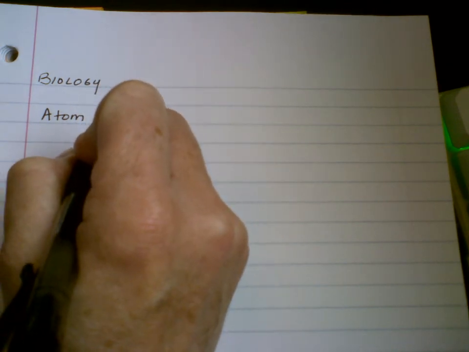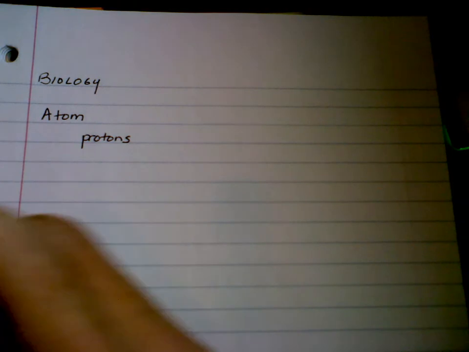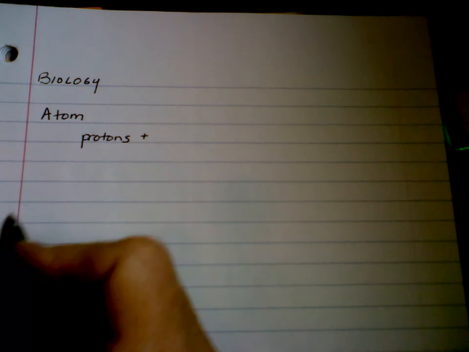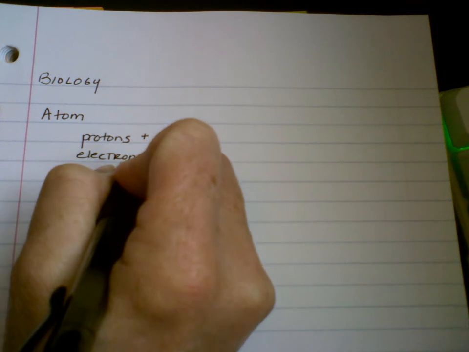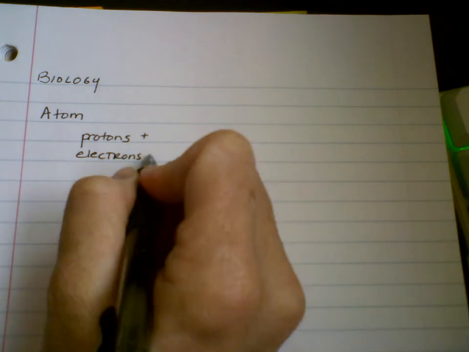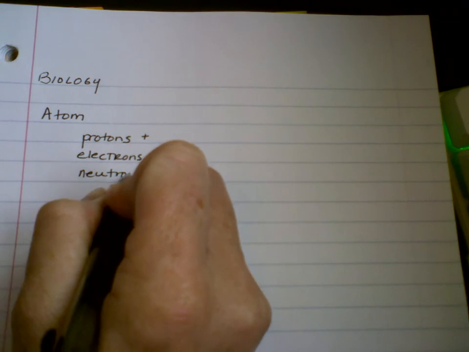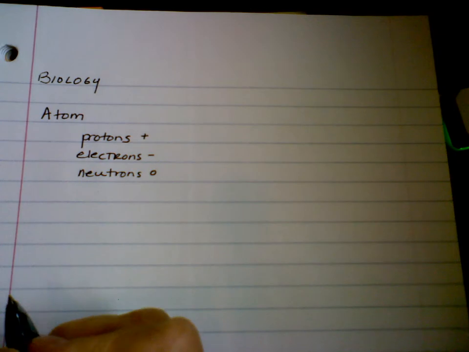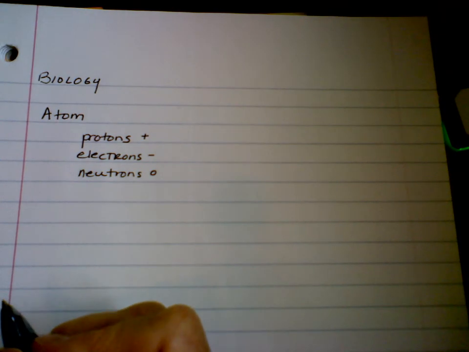Atoms are made up of subatomic particles, and the three subatomic particles we have are protons, and protons have a positive charge, so I'll write a little positive next to it. We have electrons, and electrons have a negative charge, so I'll put a little negative sign next to that one. And then we have neutrons. Neutrons are neutral, meaning they have no charge, so I'm going to put a little zero here, indicating it has no charge at all.